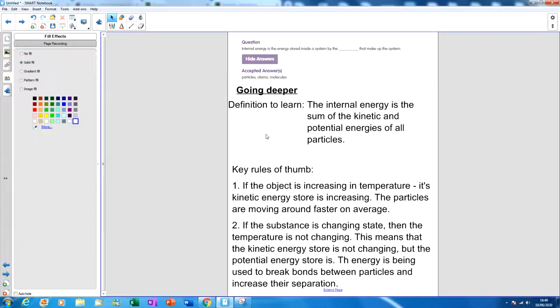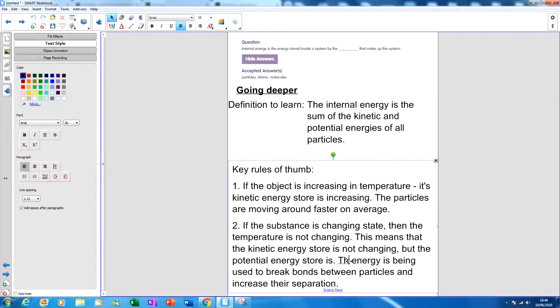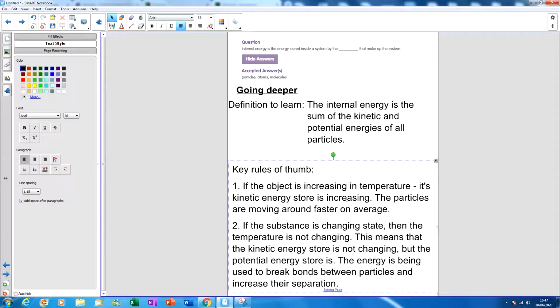So please pause this and make sure that you copy down the rules of thumb. All right. Again, they're really, really important to know. The basics. If an object is increasing in temperature, its kinetic energy store is increasing. The particles are moving around faster on average. Number two, if a substance is changing state, then the temperature is not changing. This means that the kinetic energy store is not changing, but the potential energy store is. The energy is being used to break bonds between particles and increase their separation.